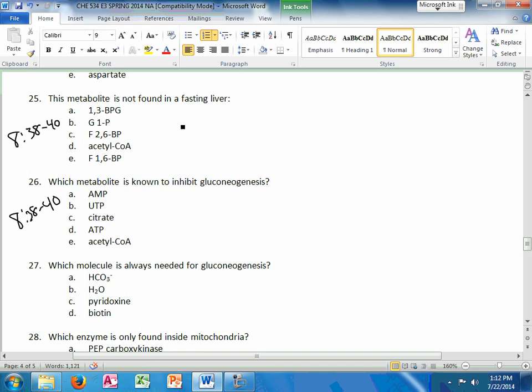A couple regulation questions. Not found in a fasting liver. This is our friend from Unit 3, the most potent activator of step 3 of glycolysis. So it would be found in a fed liver, not fasting. Inhibiting gluconeogenesis. It's AMP. So make sure to know these regulation slides really well. He's going to ask about very specific pieces from those slides.